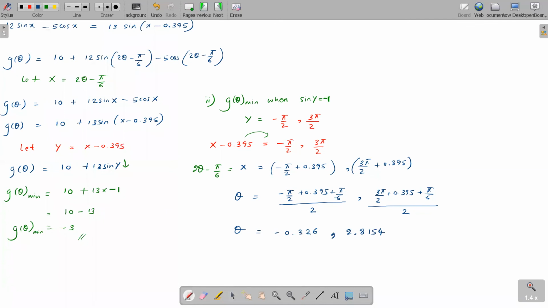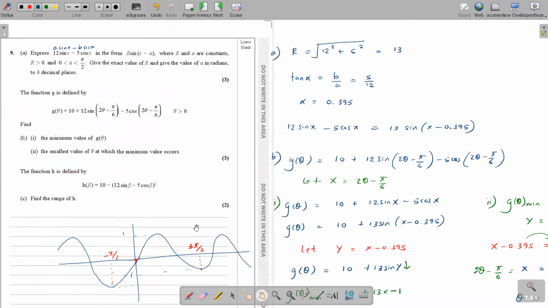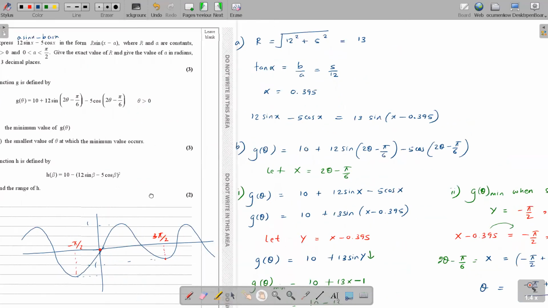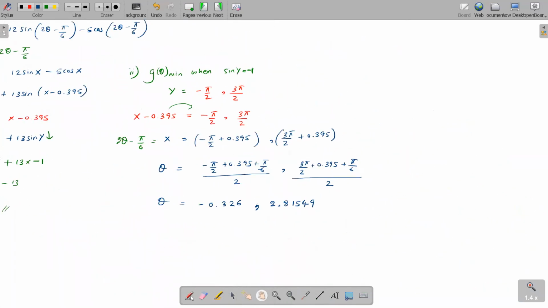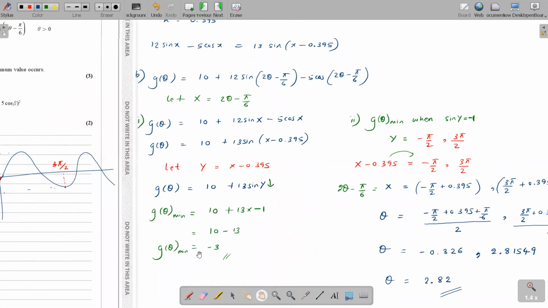2.81549. So find the smallest positive value of theta. That's what this is. The smallest value of theta at which the minimum occurs. So the smallest value of theta, you should take a positive figure. So theta is 2.82. So the smallest theta value is 2.82. Okay, so if there are any questions about this, please do let me know. I would be happy to answer.